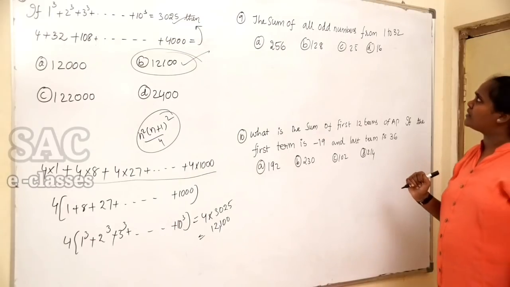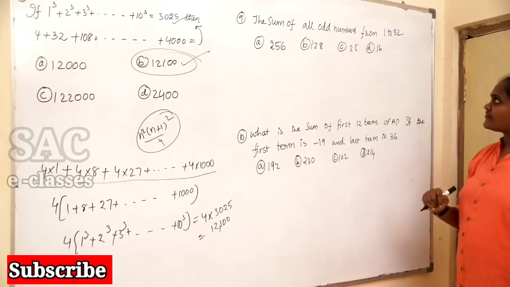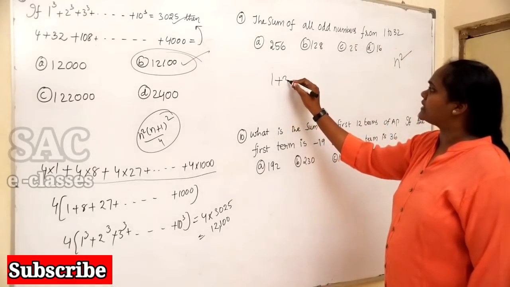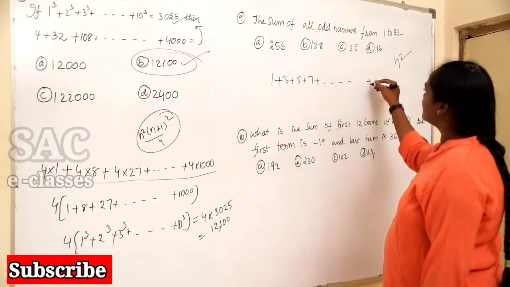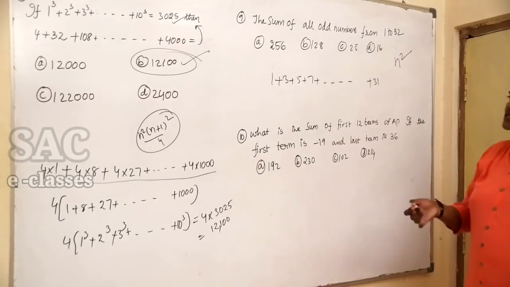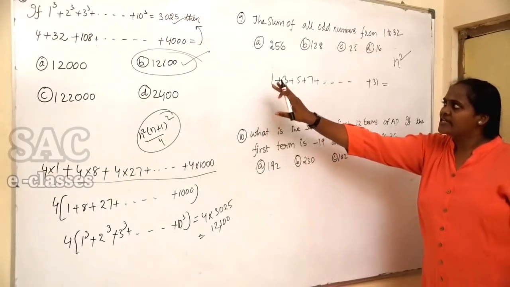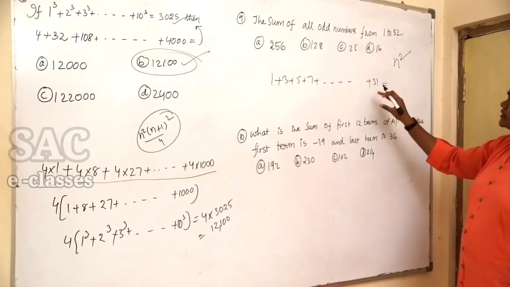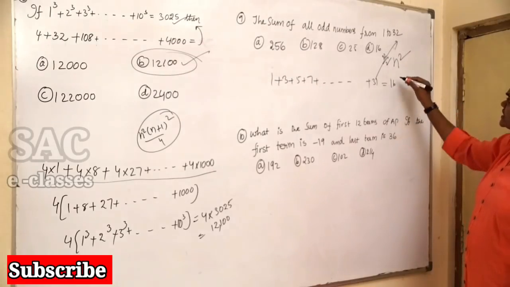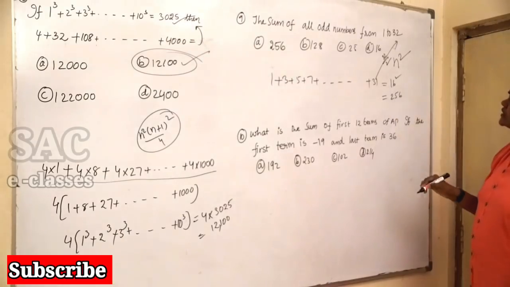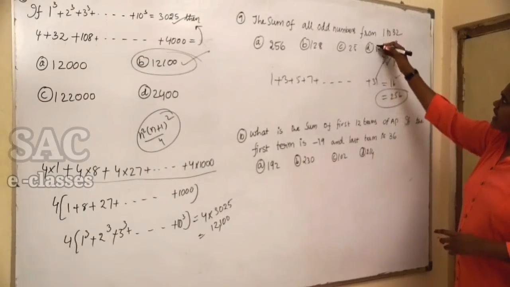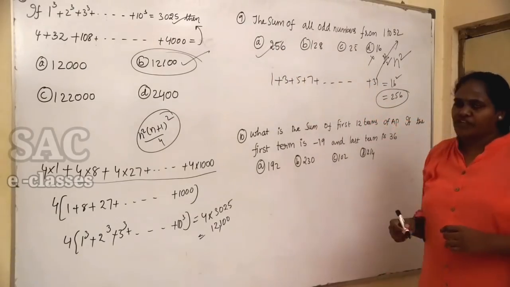The sum of all odd numbers from 1 to 32. How can I find the sum of all odd numbers? We have the formula n square. First of all, what are the odd numbers? Take it 1 plus 3 plus 5 plus 7 and so on. I should take until 32, but 32 is not an odd number. Clearly, how many odd numbers are there between 1 and 32? The nearest even number is 32 here. I told you, 32 by 2 is 16. Take it as 16 square, which is 256. But while choosing an option, we are in some hurry, so we think that we got 16 and that option D is correct. No, 16 square, so 256, is the correct answer.